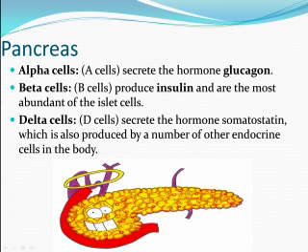Pancreas. Glucagon is a hormone that increases blood glucose levels. It is triggered by decreased blood glucose levels and increases blood amino acid levels. Together with epinephrine, growth hormone, and cortisol, glucagon maintains blood glucose levels.